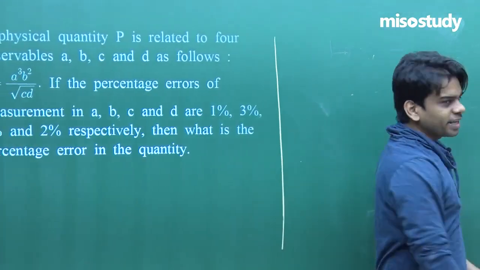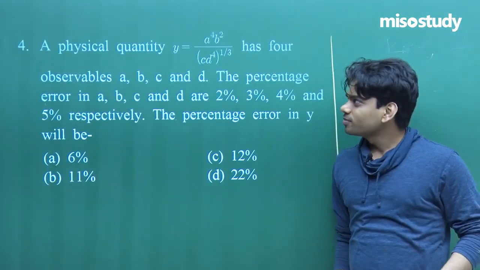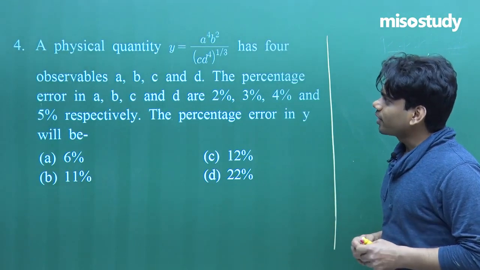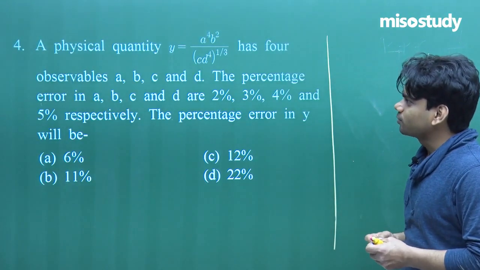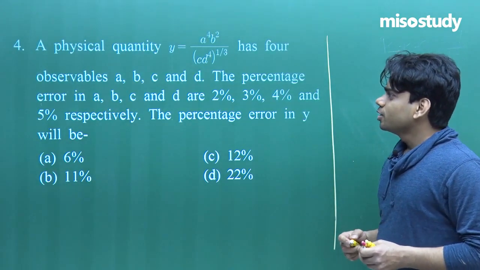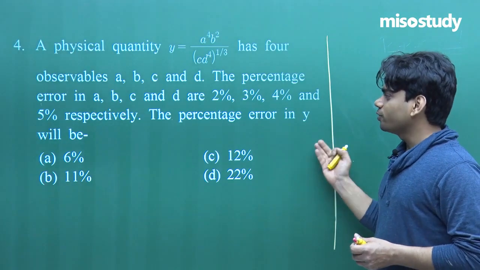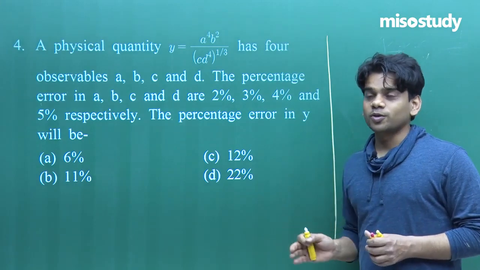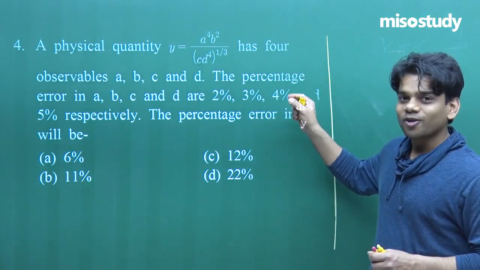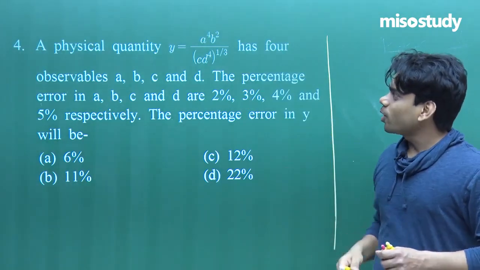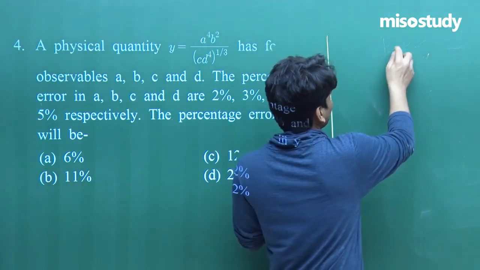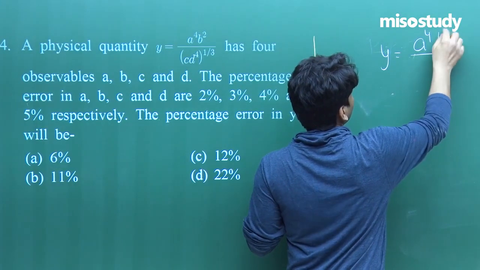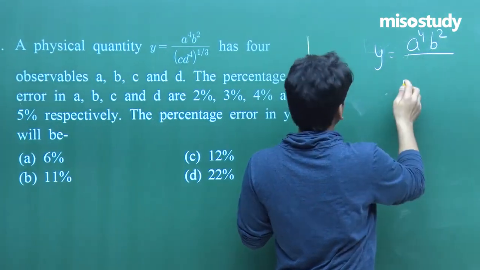Let's go ahead with the next question of the day, the fourth one. Physical quantity Y equals a power 4 b square divided by c d power 4, all to the power 1 by 3, has 4 observables a, b, c and d. Percentage errors in a, b, c, d are 2, 3, 4 and 5. The percentage error in y will be, this time options we have provided, so just use it cautiously. Y equals a to the power 4 b square divided by c d power 4, whole power 1 by 3.